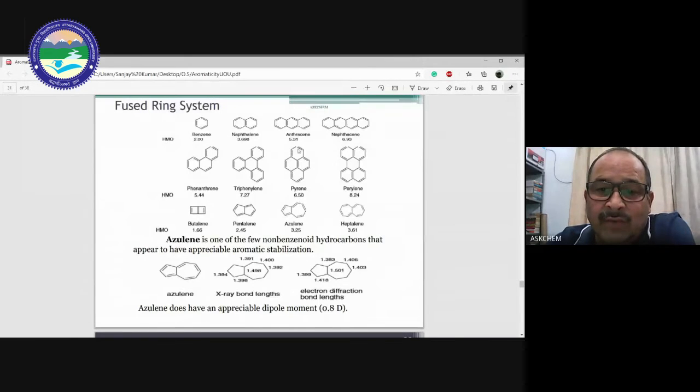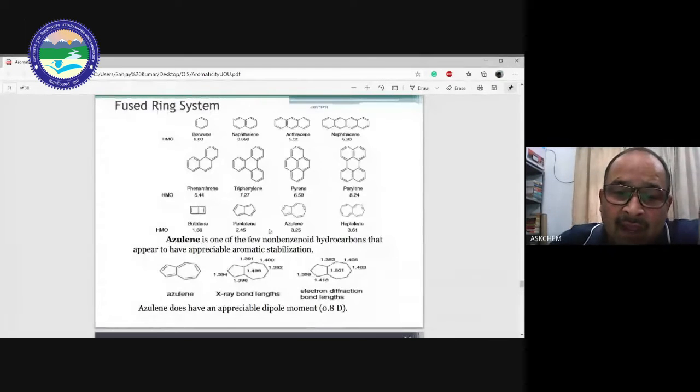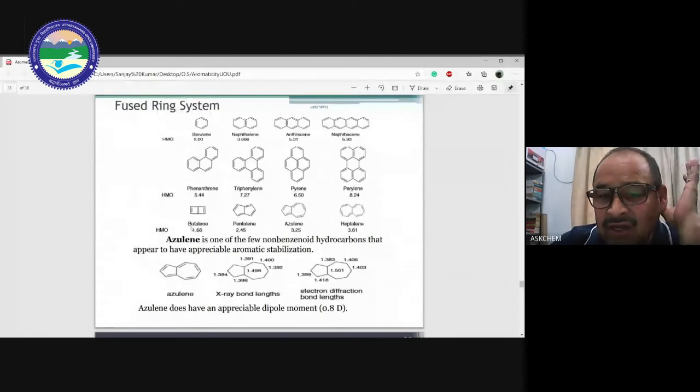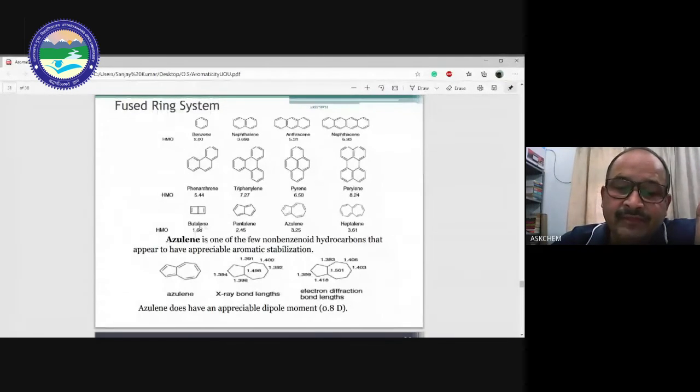This is the 14 pi system, and 6.5. And this is the perylene. In the perylene molecule, the HMO calculation gives rise to a stabilization equivalent to 8.24. And this is biphenylene, 1.66. Biphenylene is 1.66. This is not that aromatic, not that stabilized.